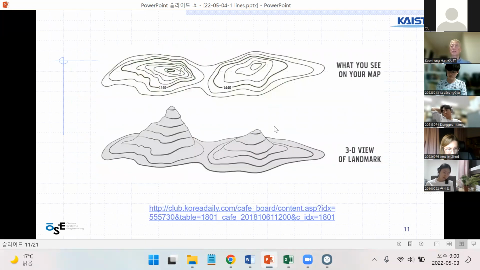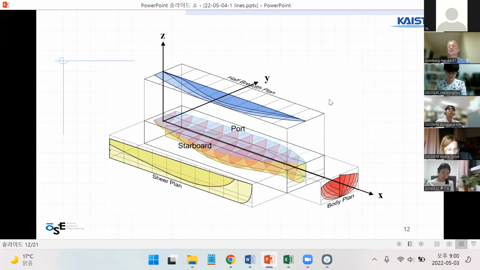So something like this one. On the map, you have many curves, but each curve has a contour of the same height. And that height can be shown here as a flat drawing, but you can also use a three-dimensional view of the landmark.